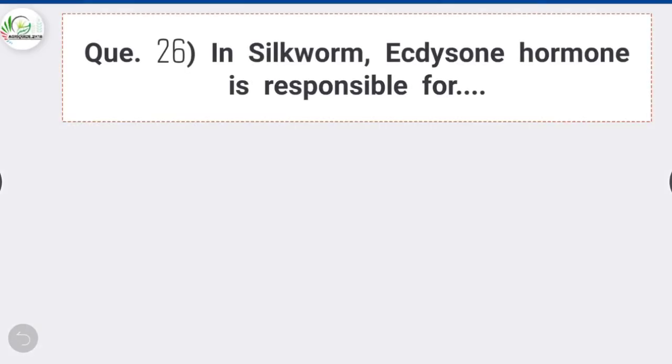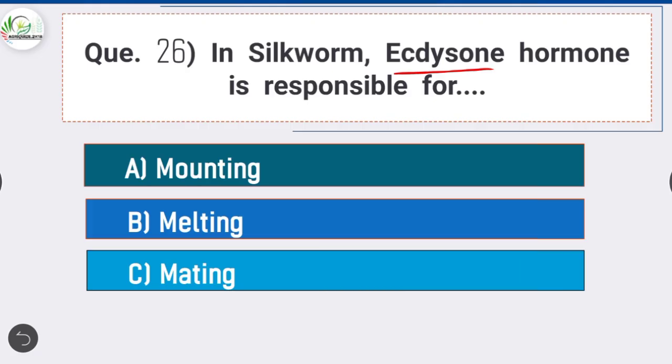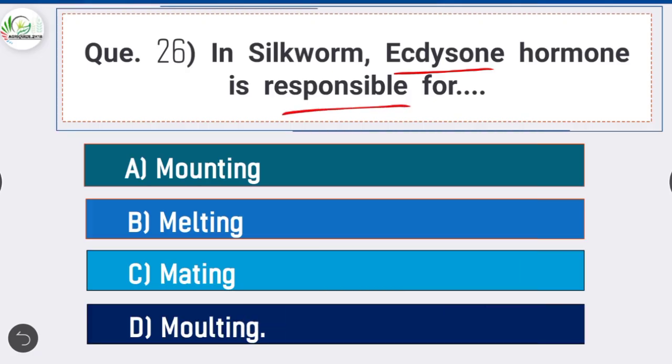Question number 26. In silkworm, ecdysone hormone is responsible for, option D is the correct answer, molting. In silkworm, ecdysone hormone is responsible for molting.